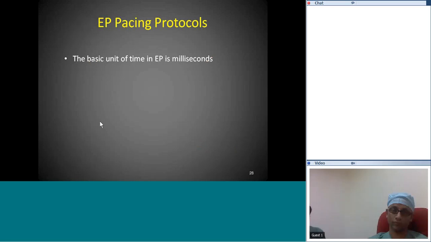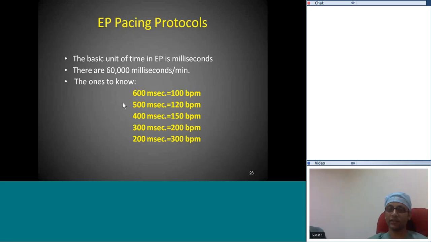We measure in milliseconds in the EP lab. So 600 milliseconds is the cycle length, or from AA 600 milliseconds, that's roughly 100 beats per minute. So the lesser the milliseconds, the more your heart rate goes up. It is the number of squares basically. 200 milliseconds is one big square on your ECG, so that would be 300 beats per minute.